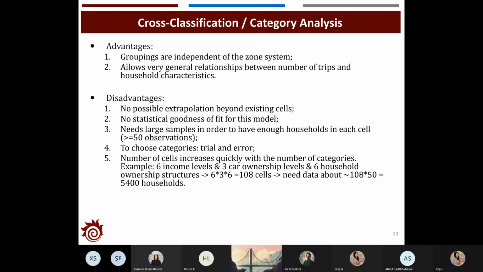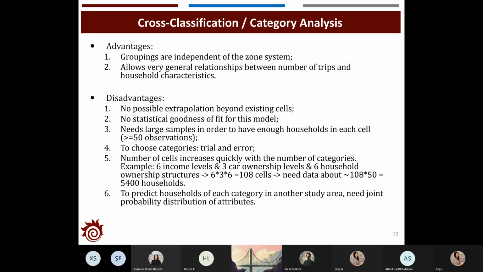So with 6 income levels, 3 car ownership levels, and 6 different household structures, you will need to define 108 cells. And considering you need at least 50 samples for each cell, you must make a survey of more than 5,000 households, and that will be a very huge task for you to complete. And you need to spend a lot of money to complete the survey. So it's just not quite efficient to do that.